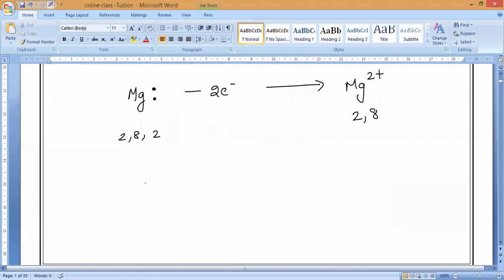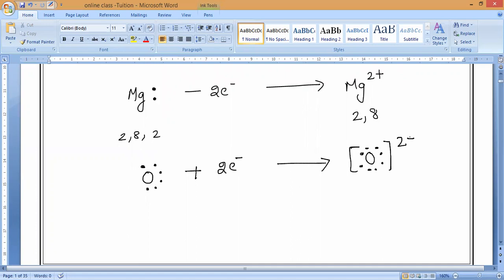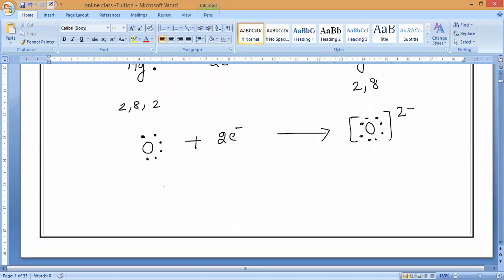In the same way, oxygen, can anybody say? How many electrons are there in the valence shell? 6 electrons. What will happen? Will it gain or lose? It will gain 2 electrons. So 2, 6 and gaining 2 electrons, the total becomes 8. So how much will the charge be? 2 minus. Yes or no? Please respond here.